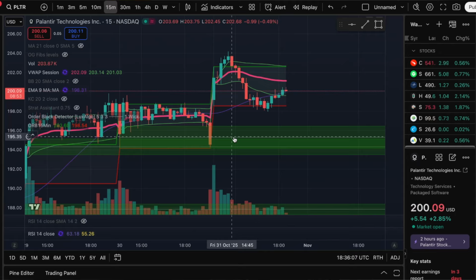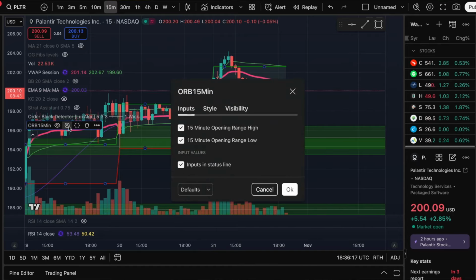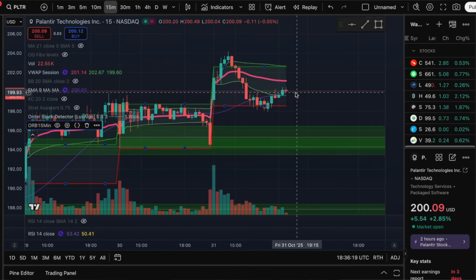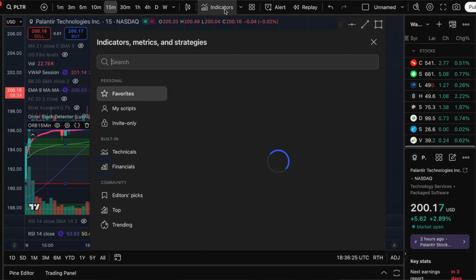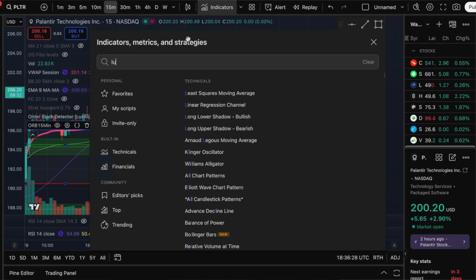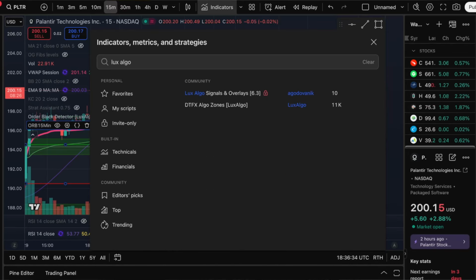Okay, so I'm going to go in real quick before we get into exactly like how to trade this, how to set up your Lux Algo, right? So we're going to go and click on the settings. I already have it. If you don't have it, you just want to simply go to indicators and then type in Lux Algo, and then order.